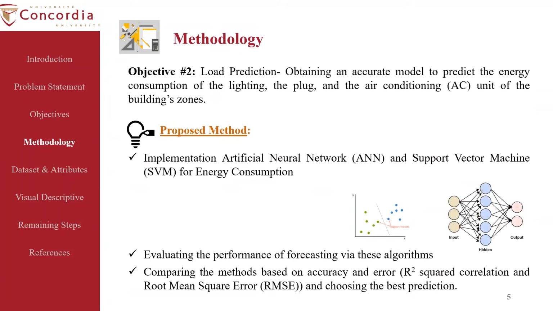Our second target, which is our main target, is load prediction or forecasting three categories of energy consumption based on environmental condition. In literature, we found that ANN and SVM are the most common methods for load prediction, and we are going to implement them. Subsequently, the performance and errors of these models will be compared.